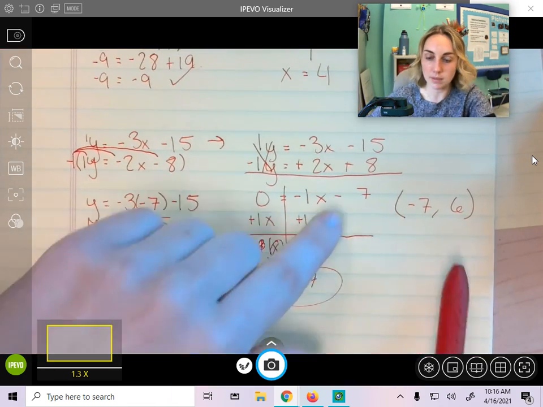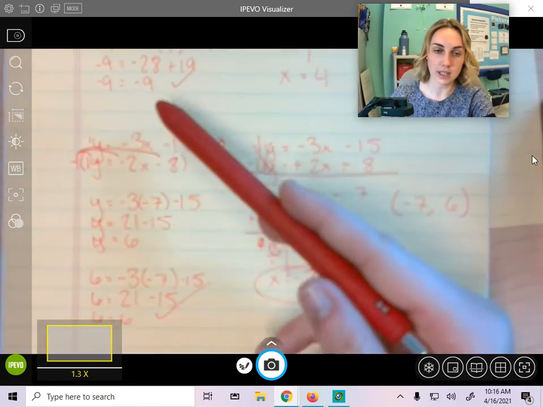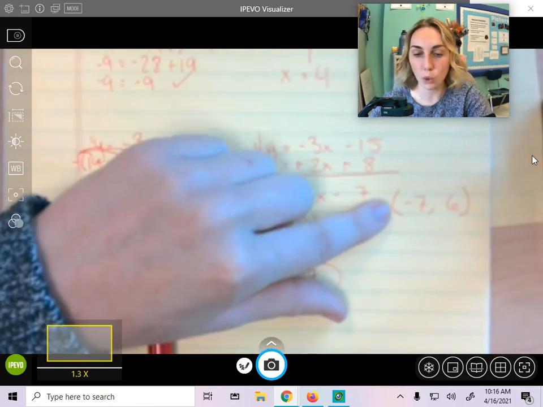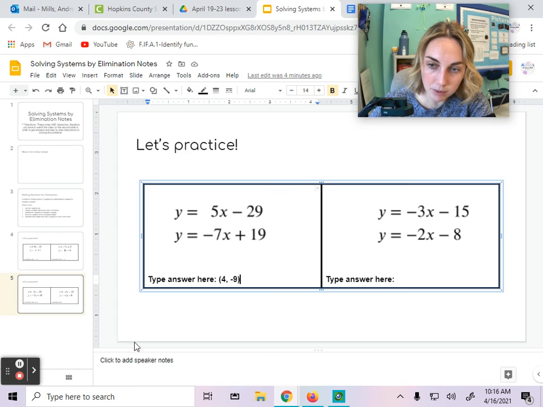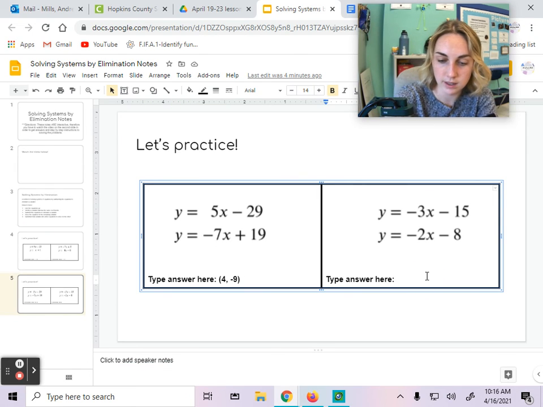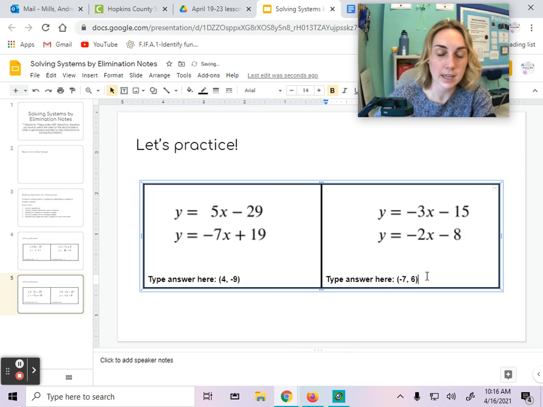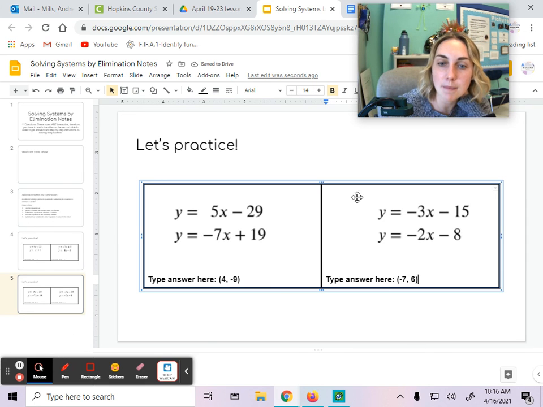All right, so this is my ordered pair. This is the solution to these systems of equations. So on the last problem, I have -7 and 6. All right, guys, so again, I know that this right here is a little bit different than what you're used to.